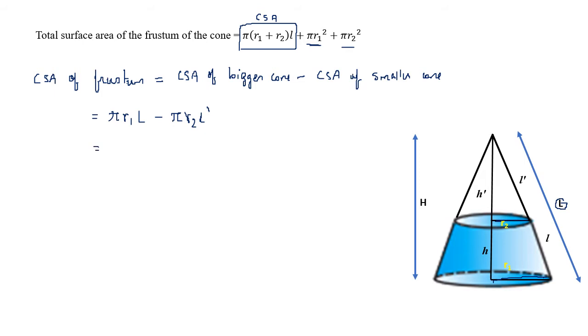Now I do not want the L, neither do I want the L prime. I want this L, that is the slant height of the frustum only. So again you can see L is equal to L prime plus L. So L prime equals L minus L. Okay?